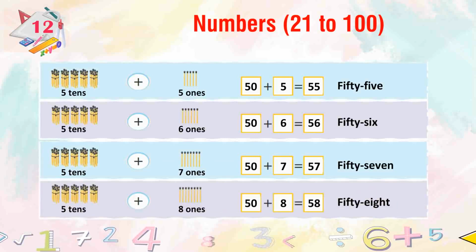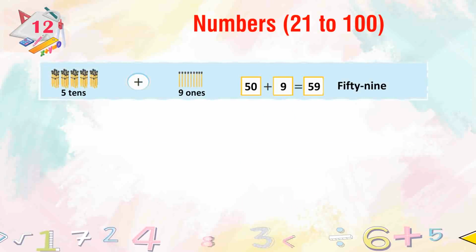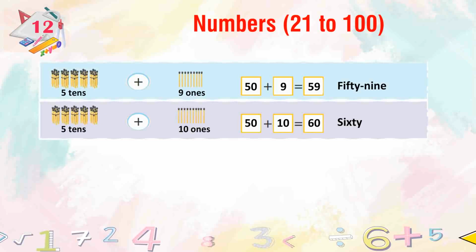5 tens plus 8 ones, 50 plus 8 is equal to 58. 5 tens plus 9 ones, 50 plus 9 is equal to 59. 5 tens plus 10 ones, 50 plus 10 is equal to 60.